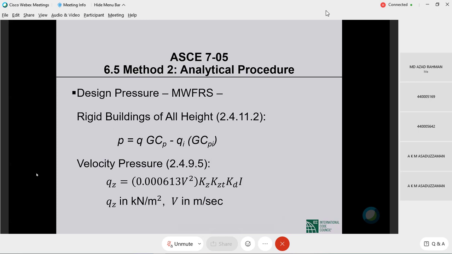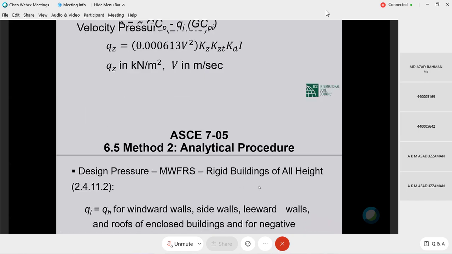We have seen this equation already. P, pressure due to wind, is external pressure minus internal pressure. External is q G C sub P, internal is q sub i G C sub Pi. The q sub z expression we have seen already. The constant, V squared, K sub Z, K sub ZT, K sub D, and I.